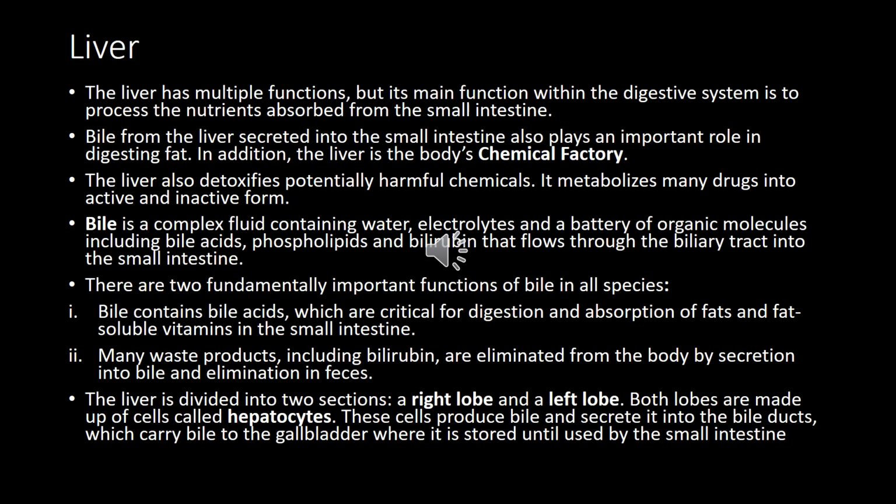Both the lobes are made up of cells which are called the hepatocytes, and these cells produce the bile, which is secreted into the bile ducts, which carry bile to the gallbladder, where it's stored until it's used by the small intestine for the further digestive activity. It's kept stored over there.